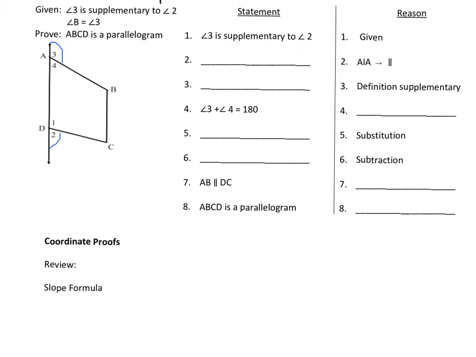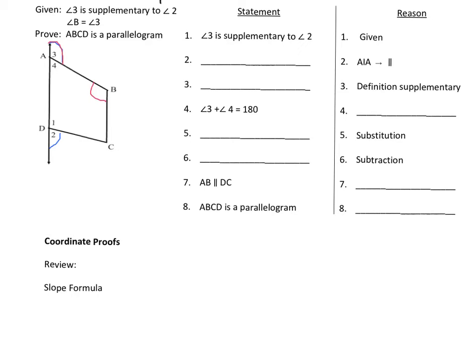And I also know angle B is equal to angle 3. Okay, so I'm going to put a red line there too. I bet I'm going to use something to do with parallel lines, because I want to prove that ABCD is a parallelogram. So I'm going to put it in green.